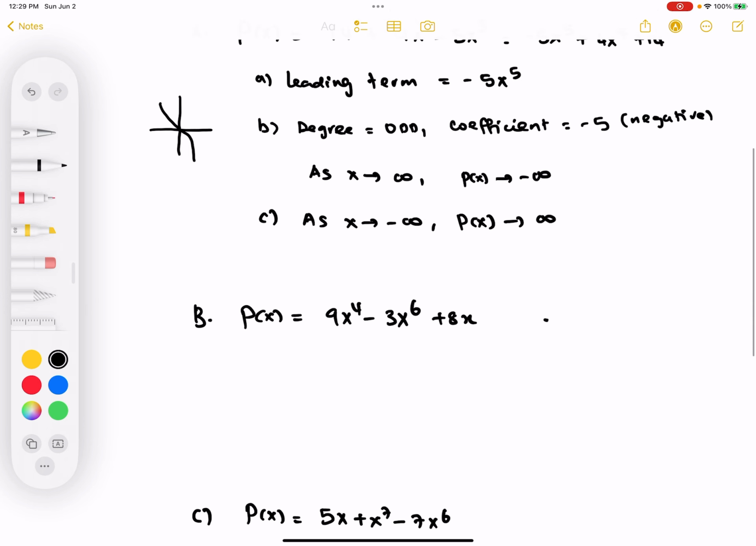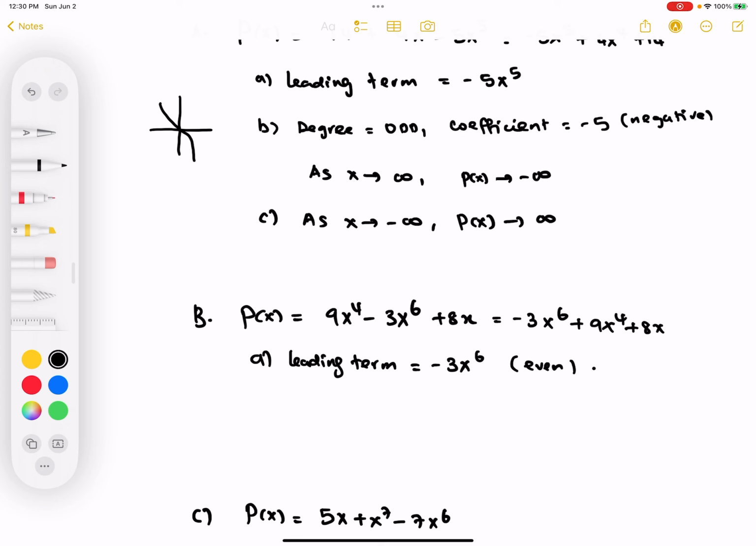Let's go to this one. Again, we need to write this one in descending order as well. Let's write in descending order: minus 3x to the 6th plus 9x to the 4th plus 8x. Now, the leading term of this polynomial is minus 3x to the 6th. And remember, this is even degree and negative coefficient.